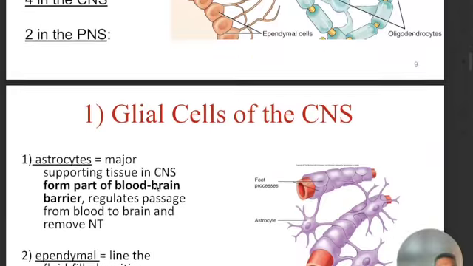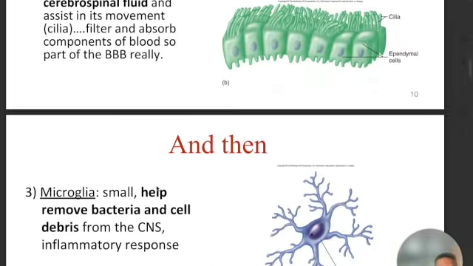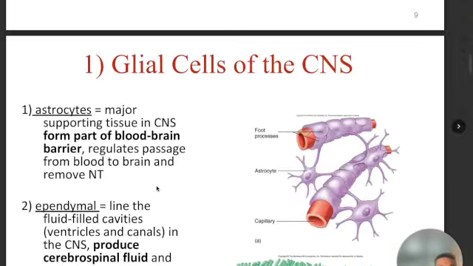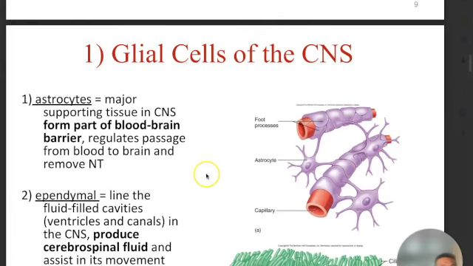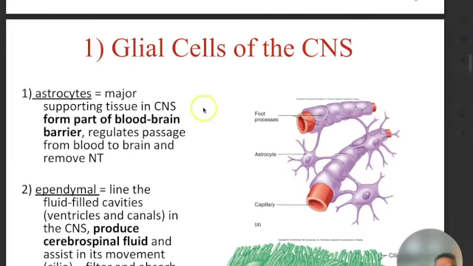Let's see if it's here. Yeah, that's two, three, four. Please remember them. It is in the test. The names of them. So four types in the central nervous system.